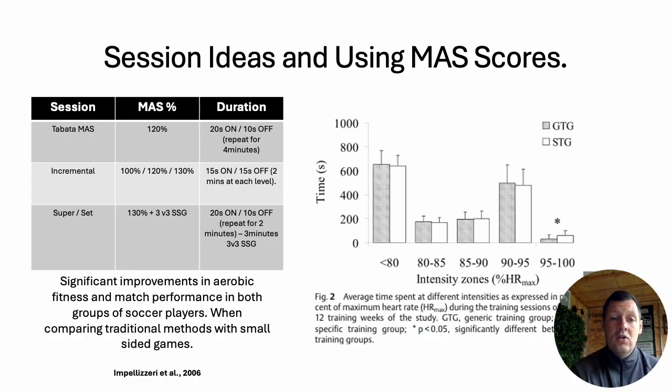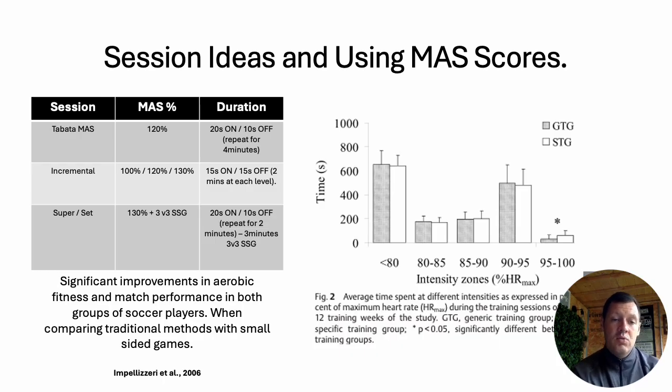You can do an incremental version, so you can do 100%. They'll cover a certain distance, then you can do 120%, then 130%. We've done this before where we've done 15 seconds on, 15 seconds off, and 2 minutes at each level. So they'll do 2 minutes at 100%, 2 minutes at 120%, 2 minutes at 130%. And then I've also used a superset, where you just have to be careful of the player load on this one, because it's quite intense.